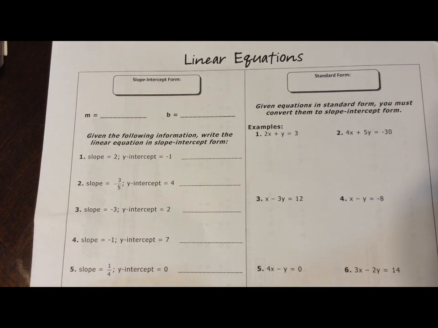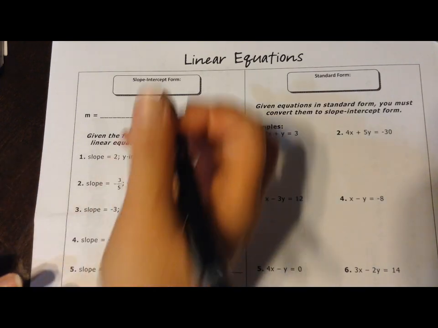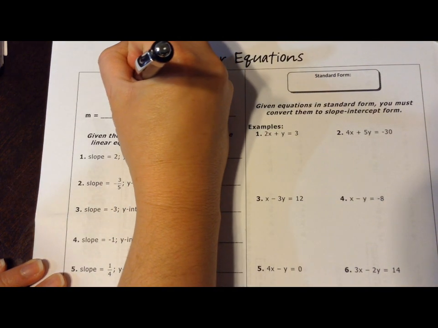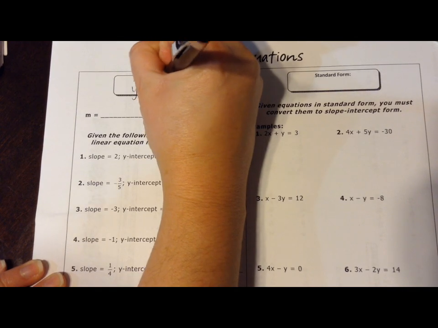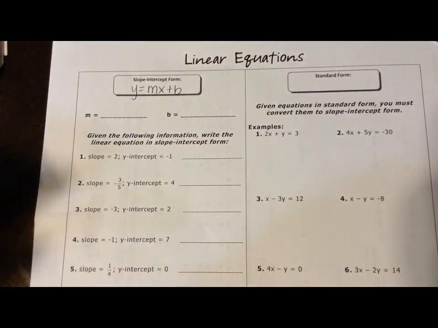Okay, so our next lesson is changing slope-intercept form. We're going to start with just writing it in slope-intercept form, and then we're going to be changing it from one format back into slope-intercept form. So let's go back and remind ourselves, slope-intercept form again is y equals mx plus b.